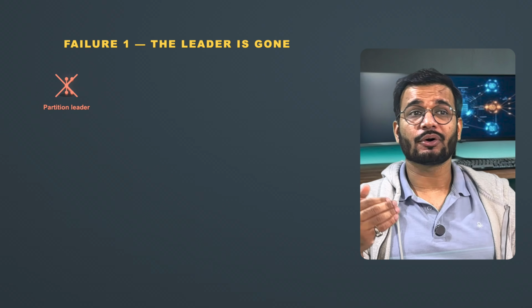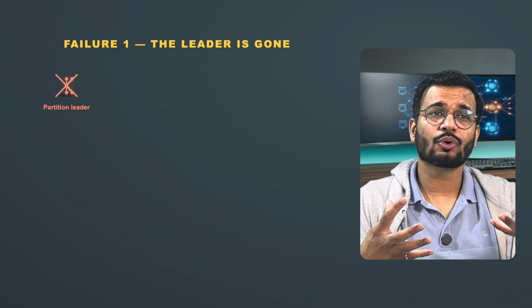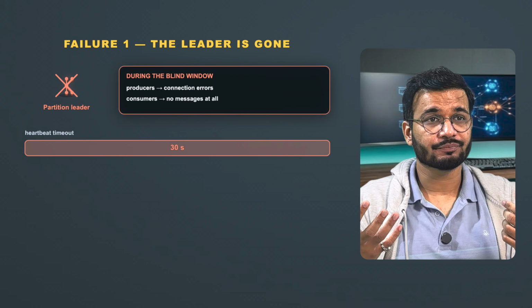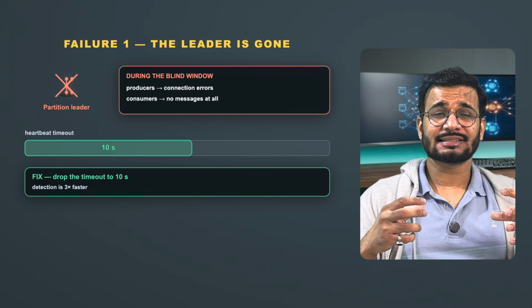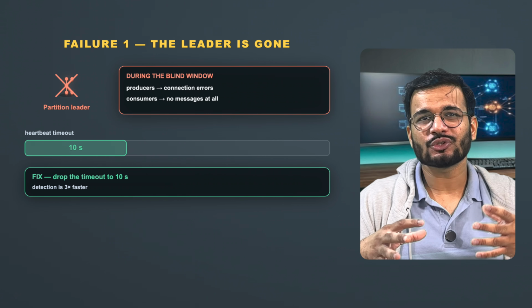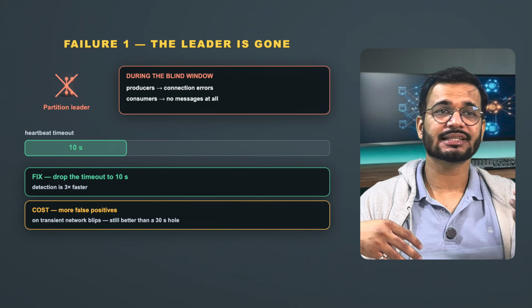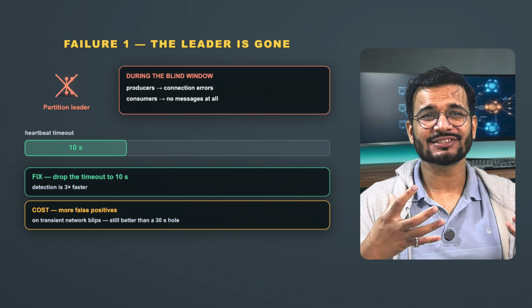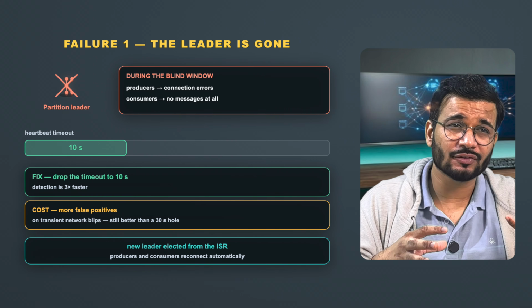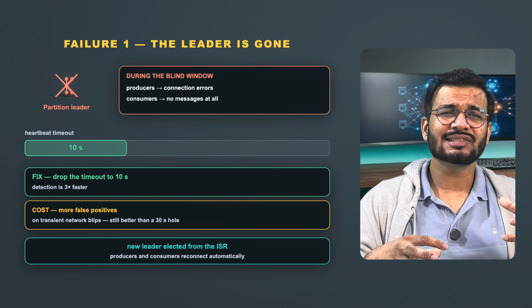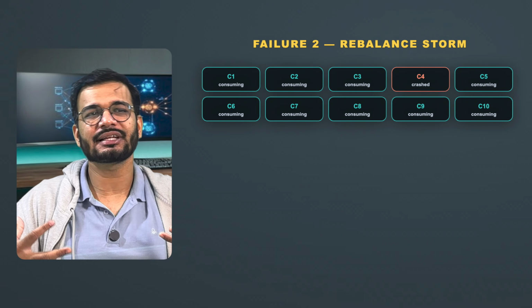Okay. So, here are some of the failure points which are very important for this. First failure could be a broker failure, that is the leader gone. When the partition leader crashes, the coordination service detects a missing heartbeat. This is 30 seconds by default, but during those 30 seconds, producers get connection errors and consumers get no messages. The fix is reducing the heartbeat timeout to 10 seconds. In this case, you'll get slightly more false positives on transient network blips, but a 10-second gap is far more acceptable than a 30-second one. A new leader gets elected from the ISR, and producers and consumers then reconnect automatically.